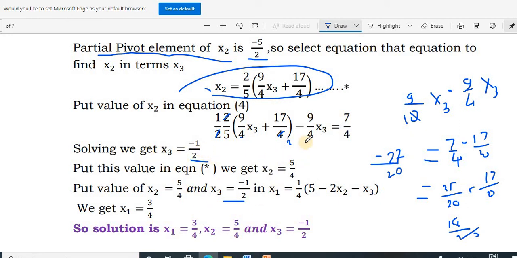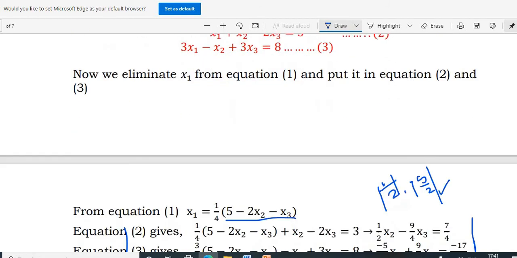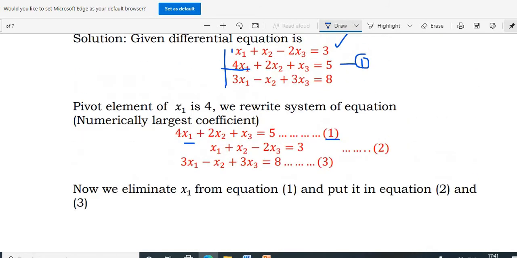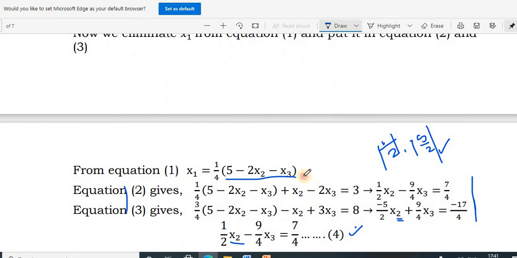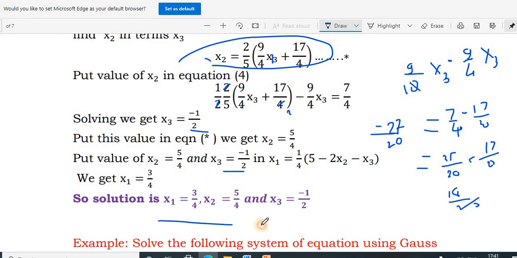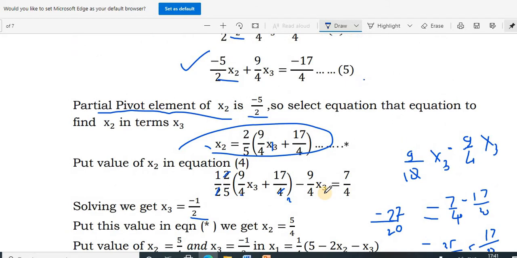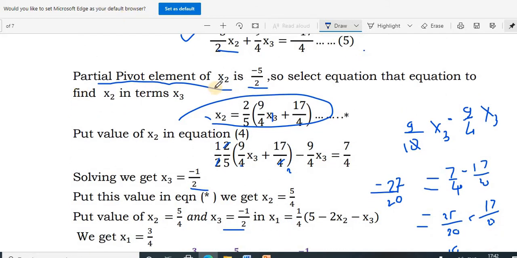And again, if we back substitute this value of x3 here, we will get x2 is 5 by 4, and then back substitute the values of x2 and x3 in this equation 1 where we eliminated. Here in this equation we substitute x2 and x3, and we get the value of x1. So in this way we get the solution for x1, x2, x3: 3 by 4, 5 by 4 and minus 1 by 2. So here I think we stop.